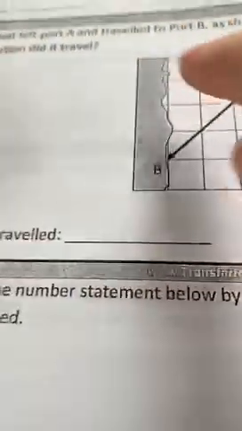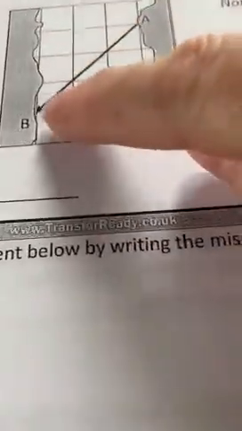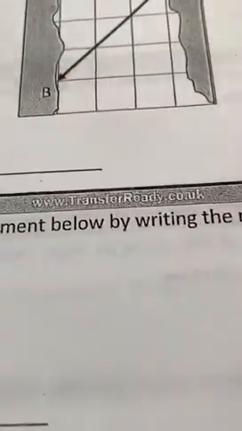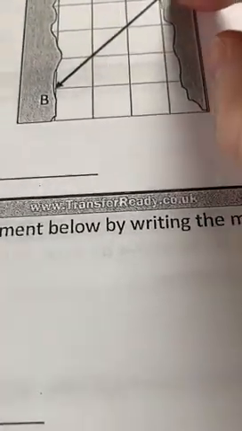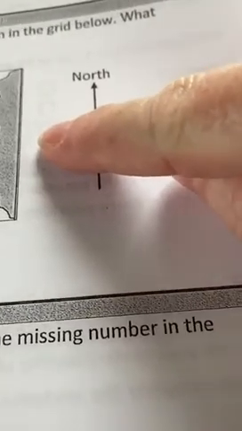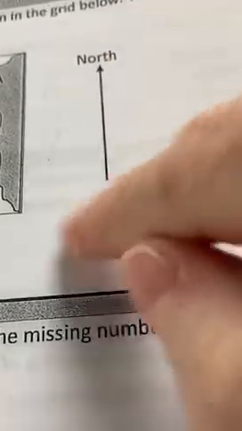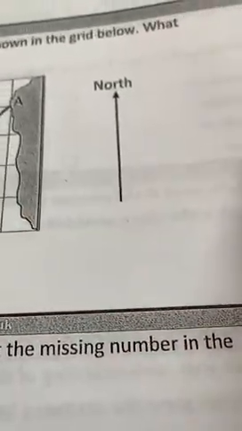So a boat left port A, which is here, and travelled to port B, okay? And what direction did it go? So it's going from A to B. So what I would do is on your compass, mark in north, south, east, west, northeast, and so on, okay? And then that will help you, okay?